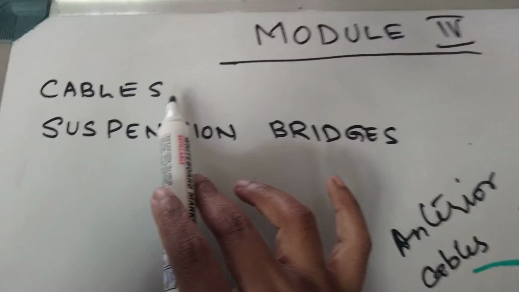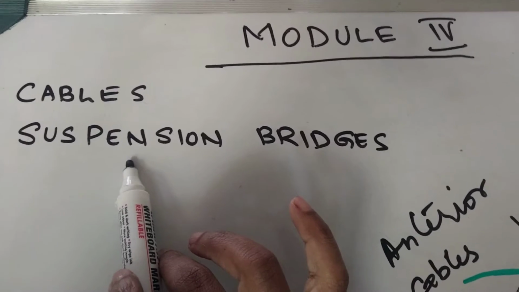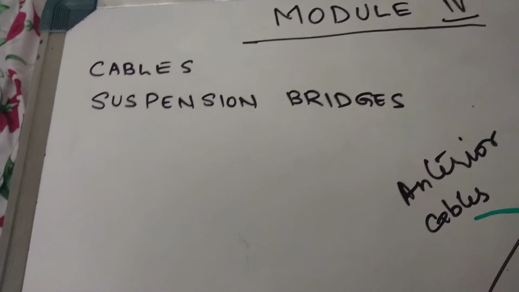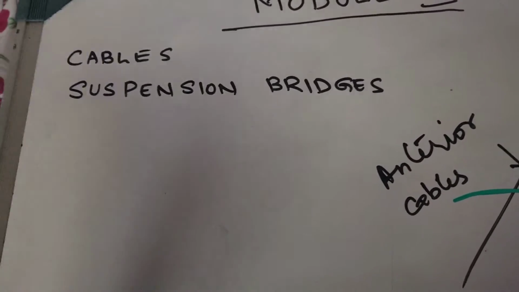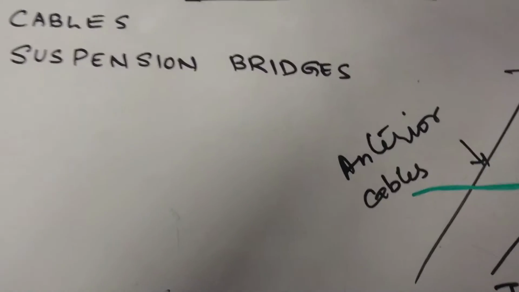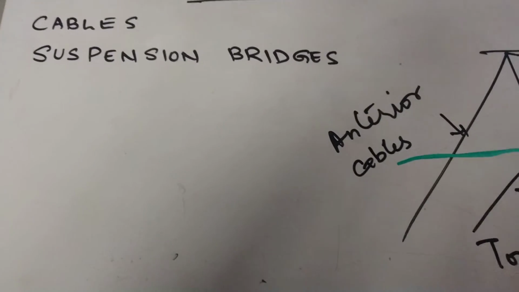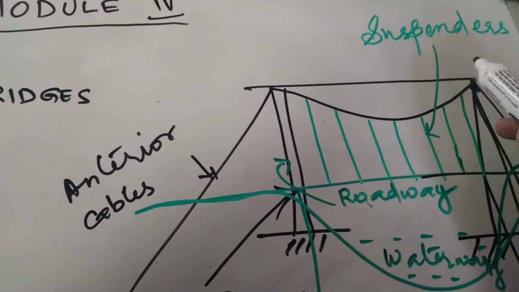Module 4 includes cables and suspension bridges. So first of all we need to know what a cable is. Cables are deformable structures which are mainly used to support suspension bridges, roofs, etc., and are used in transmission lines. You can see the cables in a suspension bridge.